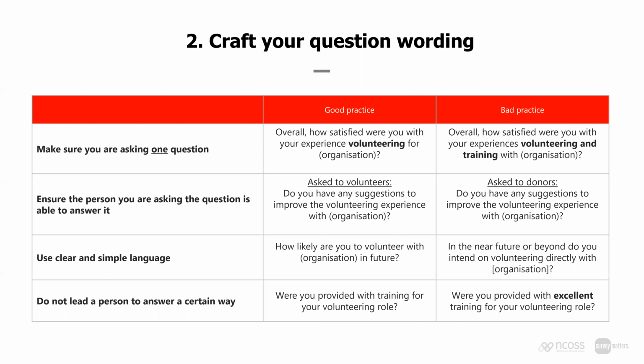Secondly, the next thing to think about is to ensure that the person you're asking the question of is able to answer it. There's no point asking, for example, your donors a question about volunteering. It's not relevant to them and they won't be able to answer. You really need to make sure that your audience is able to provide the information you're asking for.